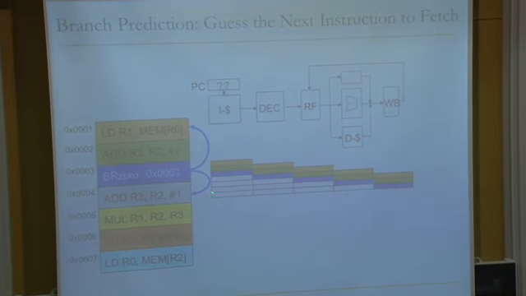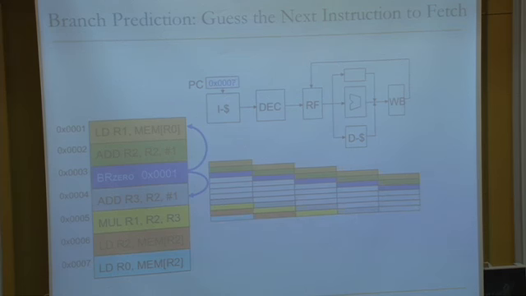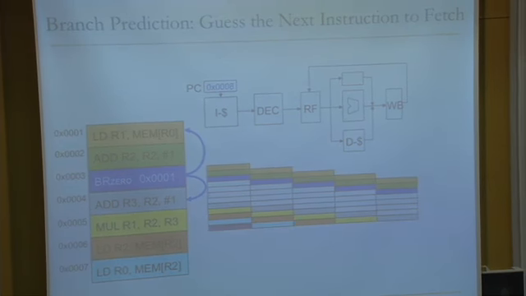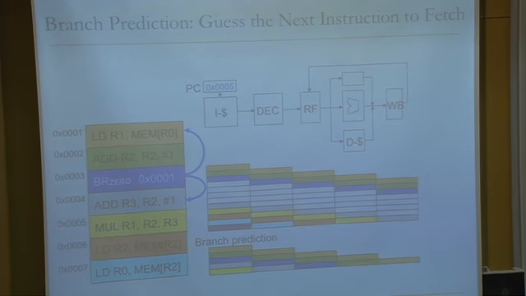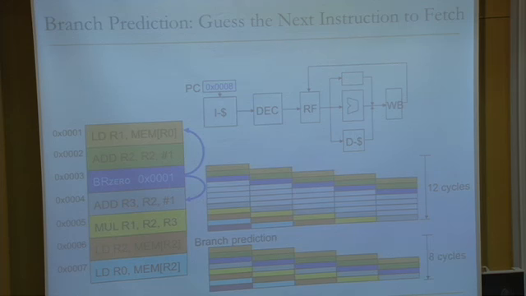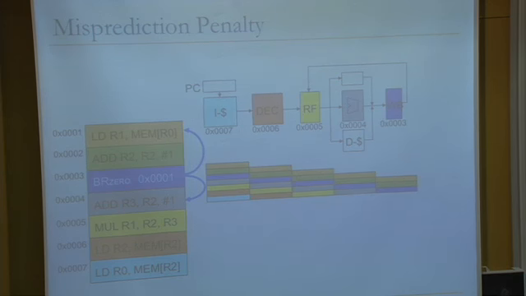When you get to the branch, you stall, and you fetch the next instruction after the branch result. Whereas if you have branch prediction, you guess the direction. In this case, we guess add will come after branch. This is when we fetch the branch. And we keep fetching. So you can improve performance significantly assuming you're correct. In this case, it was 12 cycles, goes to 8 cycles. You can do this on your own.